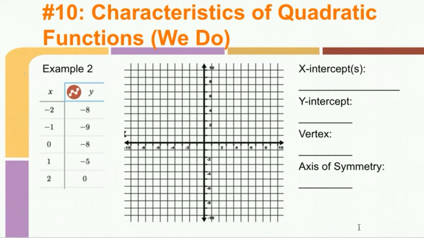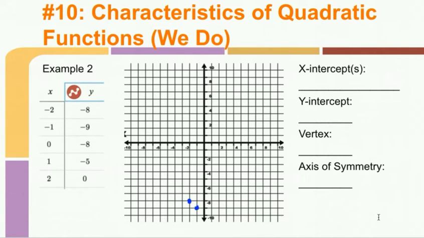So in looking at the second example, this one's going to be slightly different because we're actually going to need to extend the pattern to be able to see all of the x-intercepts, y-intercept, vertex, and axis of symmetry. So if I look at -2, -8, let me start by plotting these. I go to the left 2 spaces and then down 8 spaces. -1, -9, that's to the left 1 space and down 9 spaces.